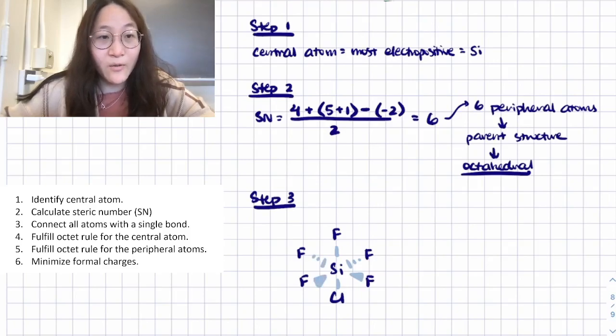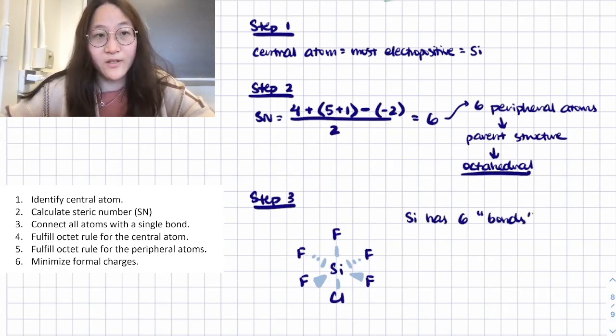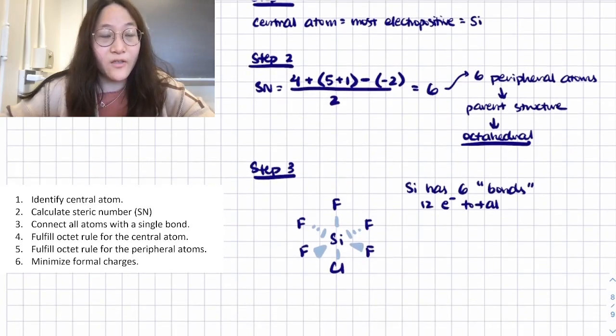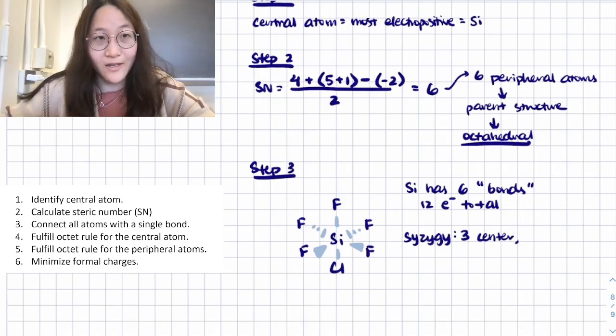Okay. So now we need to fulfill the octet rule for our central atom. As it is right now, silicon has 6 bonds to it, which means it has 12 electrons. That's 4 too many, and so we need to remove some bonds. This is where the concept of syzygy comes in. A syzygy is a 3-center, 4-electron bond, or in other words, it looks like 3 atoms in a straight line with each other.